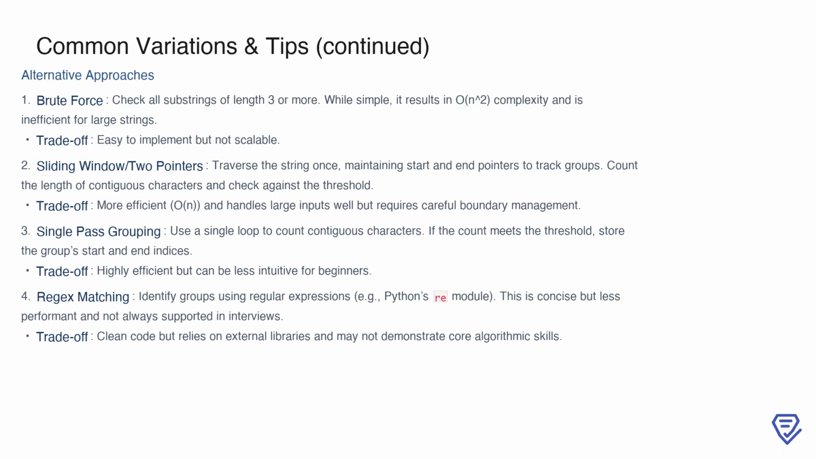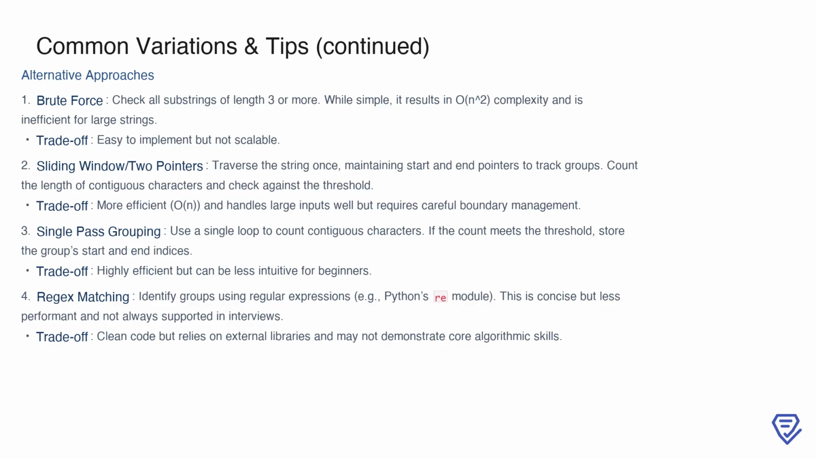There are multiple approaches to solving this problem, each with its own strengths and weaknesses. The brute force method involves checking all substrings of length 3 or more. While this approach is straightforward and easy to implement, it has a time complexity of O(n²), making it inefficient for larger inputs. A more optimized solution is the sliding window or two-pointer technique, where you traverse the string once while maintaining pointers to track group boundaries. This approach is efficient, with O(n) complexity, but requires careful boundary management to ensure correctness.